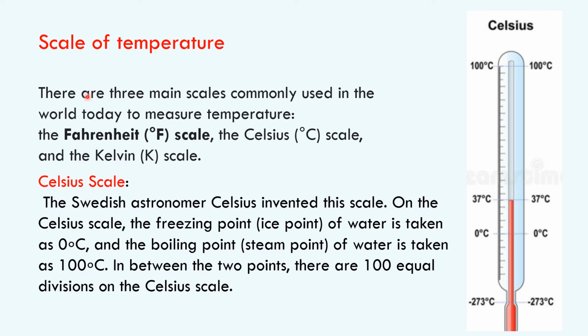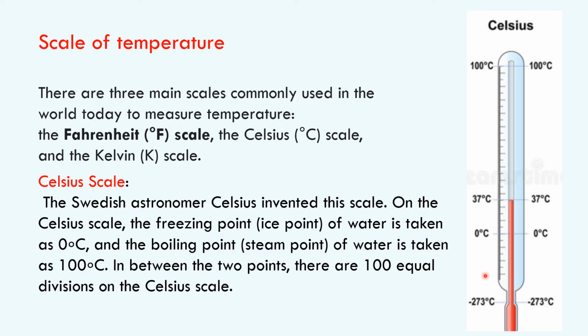Scales of temperature. There are three main scales commonly used in the world today to measure temperature. The first is the Fahrenheit scale, the second is the Celsius scale, and the third is the Kelvin scale. Let us discuss the Celsius scale in detail. The Swedish astronomer Celsius invented this scale. On the Celsius scale, the freezing point, or ice point, of water is taken as 0 degrees centigrade, and the boiling point, or steam point, of water is taken as 100 degrees centigrade. In between these two points, there are 100 equal divisions on the Celsius scale.